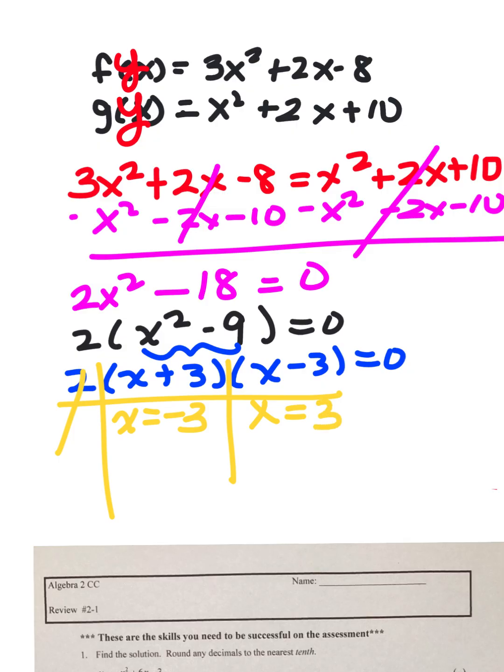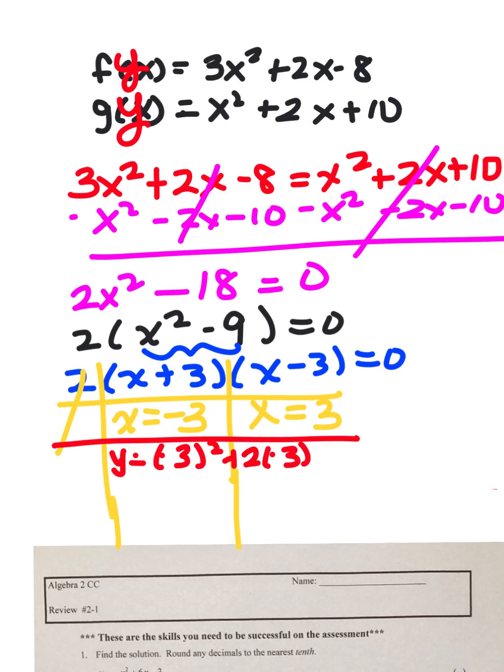All right, so the next thing you have to do, remember, is after you get your x values, you have to get your y values. All right, so I'm going to plug it into the g of x because that one just looks easier. So I'm going to plug it into y equals. All right, so I'm plugging in negative 3. So negative 3 squared plus 2 times negative 3 plus 10. All right, so just plug this whole thing into your calculator at one time, and you get y is equal to 13. All right, so we have one of the solutions.